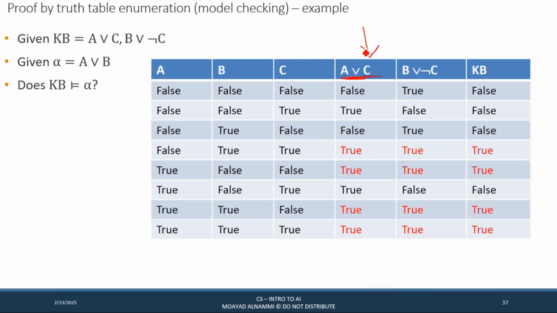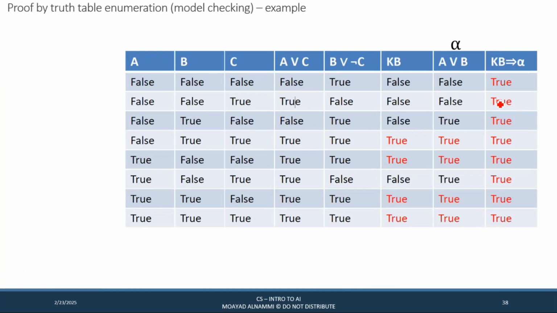If you look at this table, it looks fine. A or C is false here because A is false and C is also false. It's true here because A is false and C is true, and so on. The column for the KB is true if all the sentences in your knowledge base are true. You can see this is true because both of these sentences are true. True here because both of these are true, and so on. KB is true when all of its sentences are true. This is our alpha. We just added it as a column.